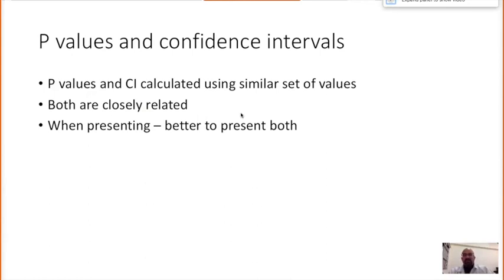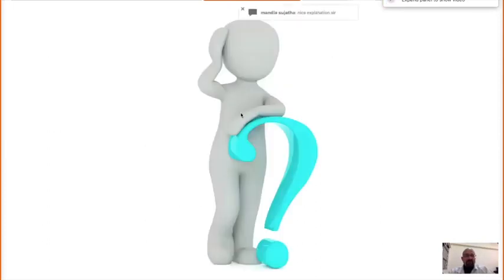So then p-values and confidence intervals are related to each other because they have been calculated using the same set of values. Both are closely related. And when you are making a presentation or writing a paper, it's always good to present them both on the paper.